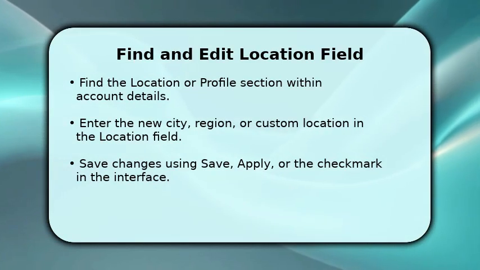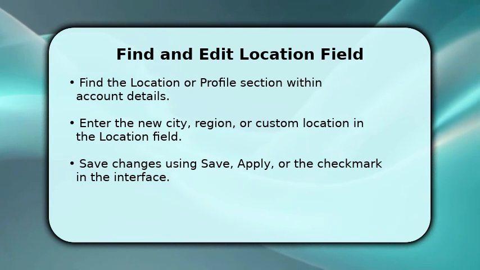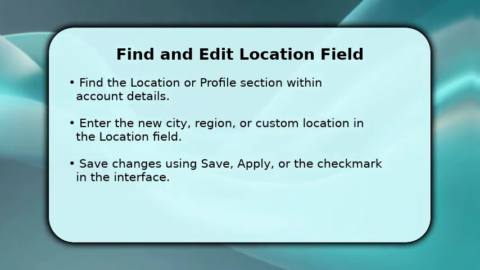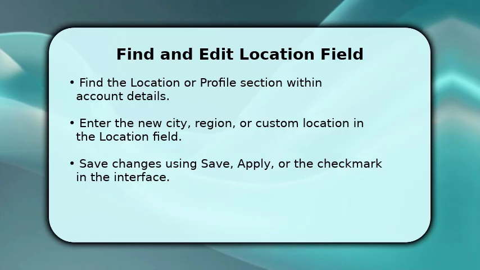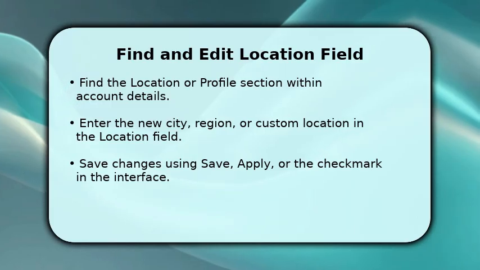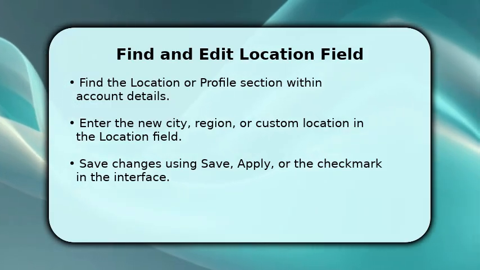Find the Location or Profile section within Account Details. Scroll through Account Settings until you see Personal Info or Profile. Enter the new city, region, or custom location in the Location field. Use a clear format like city, state, country for consistency.